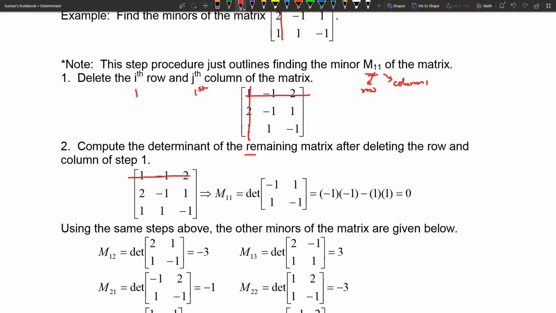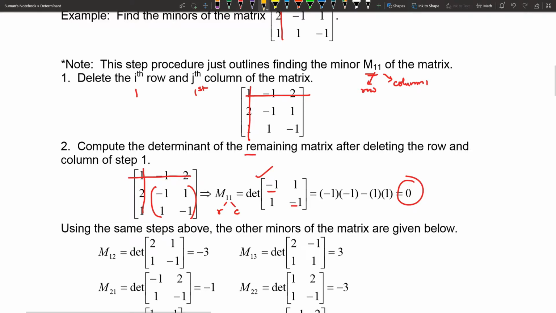Then compute the determinant of the remaining matrix after deleting the row and column of step 1. Once again we are deleting the first row and first column for M11, so the remaining matrix is minus 1, 1, 1, minus 1. Then find the determinant of that particular matrix: minus 1 into minus 1 minus 1 into 1, and we get the result 0.